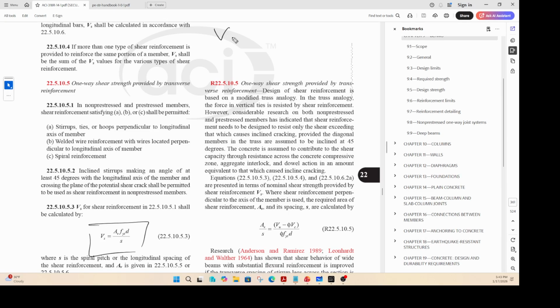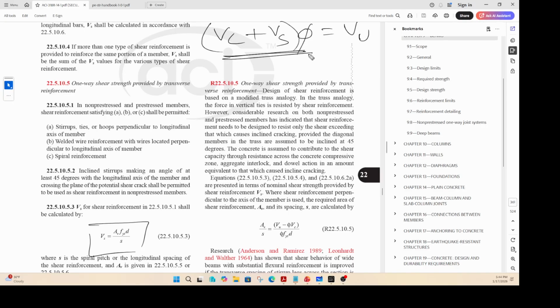So we talked about how we can calculate Vs. We talked about how we can calculate Vc. We talked about strength reduction factors, and that is your ultimate shear capacity. If this is more than the ultimate, we are good.